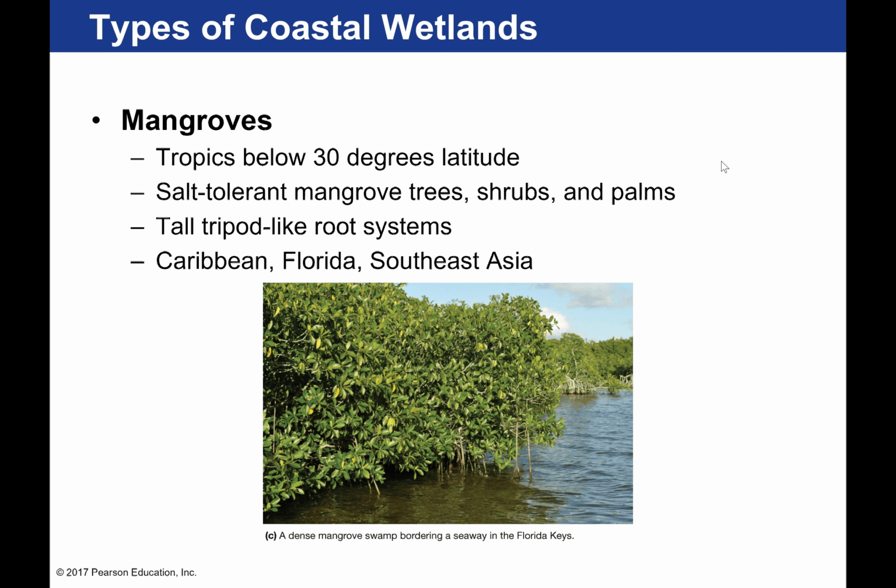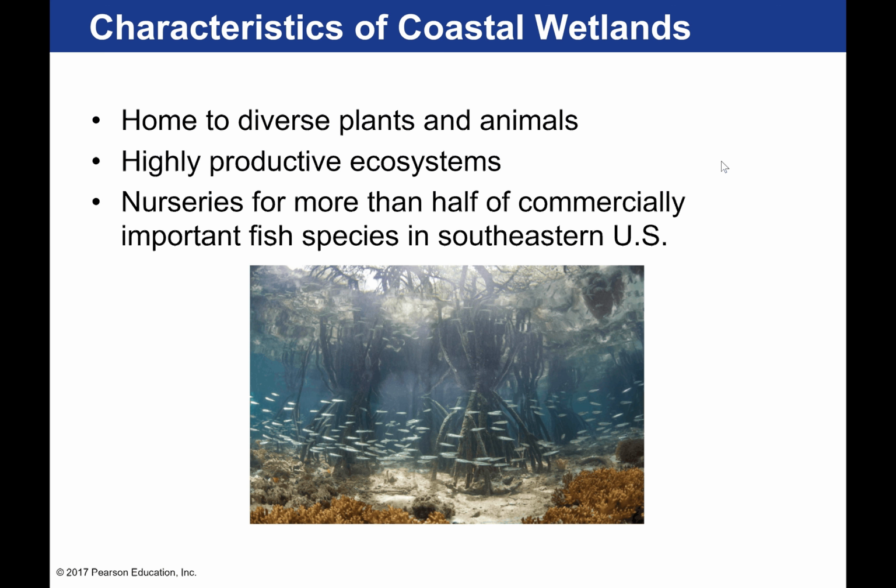Now, this is the type of coastal wetland that we see here. These are mangroves. And mangroves are restricted to tropical regions, so we typically see them below 30 degrees latitude. And these are made up of salt-tolerant mangrove trees, shrubs, and palms, and all of them have a tripod-like root system to help them stay above the salty water. And these we'll typically see in the Caribbean, Florida, and Southeast Asia. We have a lot of these mangroves here. So all of these different kinds of wetlands have distinct characteristics.